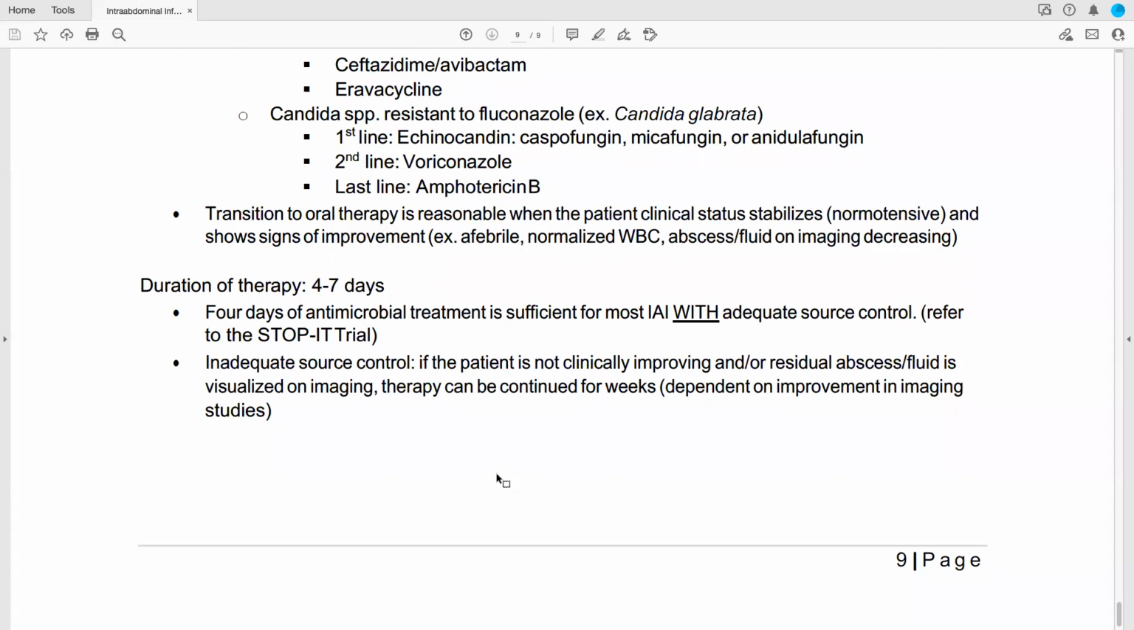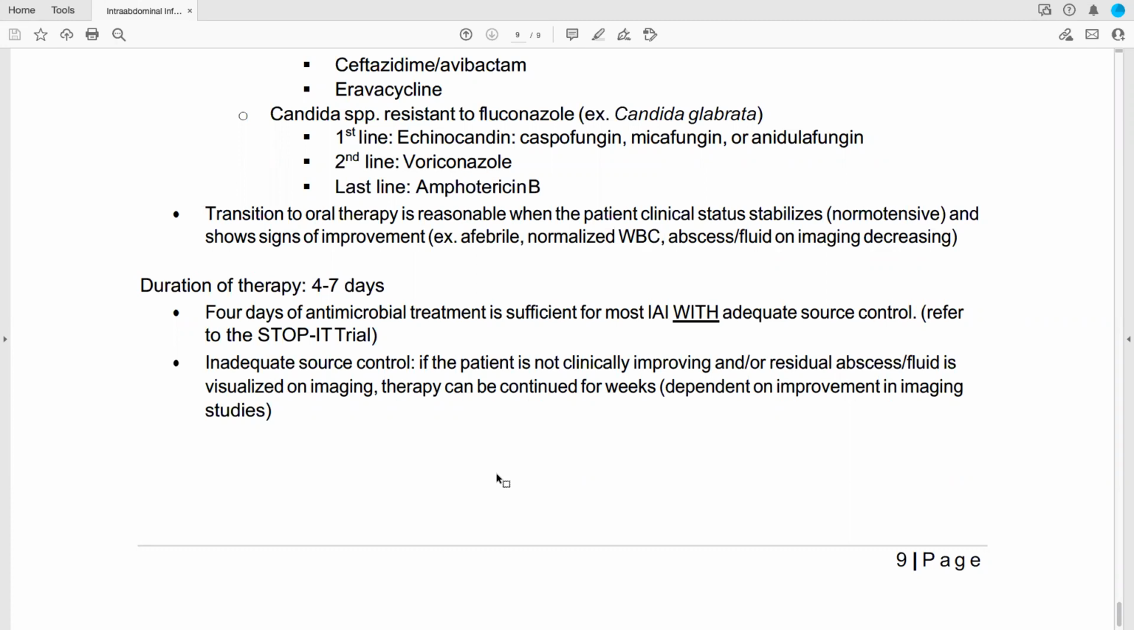So duration of therapy can be about 4 to 7 days. 4 days has been shown to be sufficient in our mild to moderate or lower grade intra-abdominal infections with adequate source control. Please refer to the STOP trial, which I have posted for you all to read. And with inadequate source control, if the patient is not clinically improving, therapy can be continued for weeks. So if the patient is not improving, you can continue drainage, or potentially therapy will have to continue for a longer duration if we're not able to get source control for that patient.